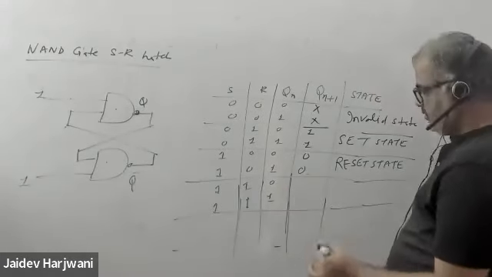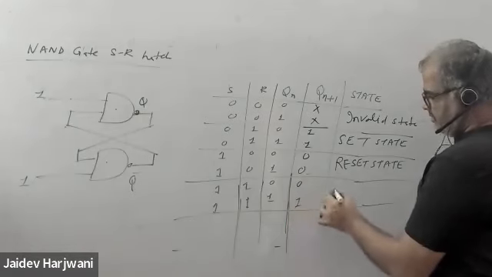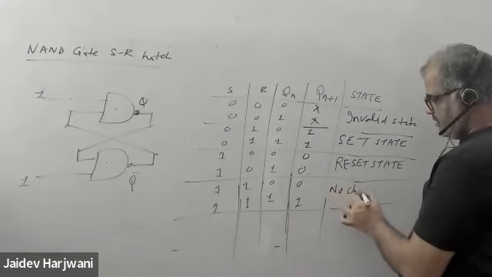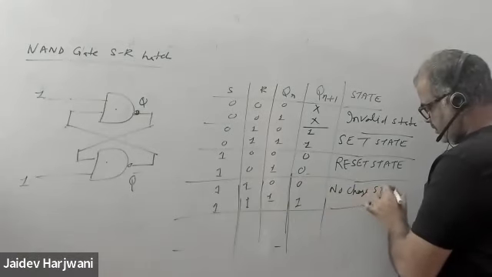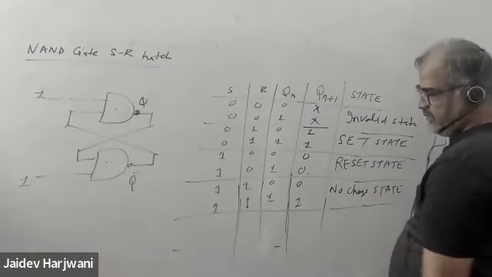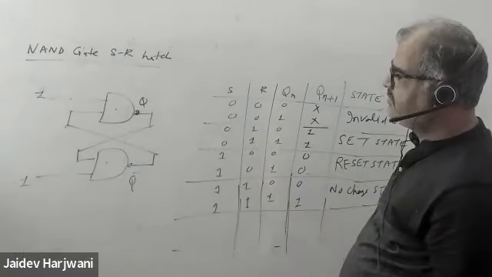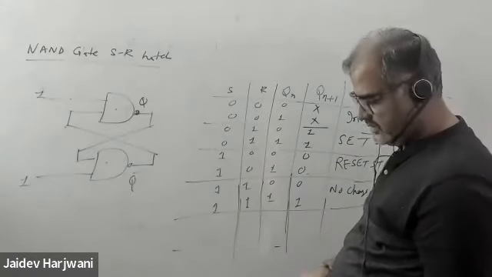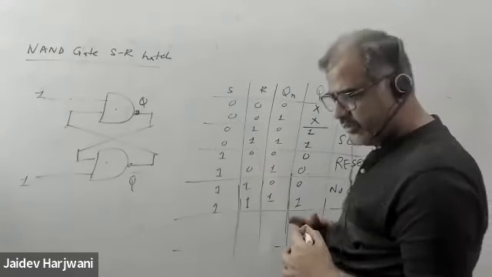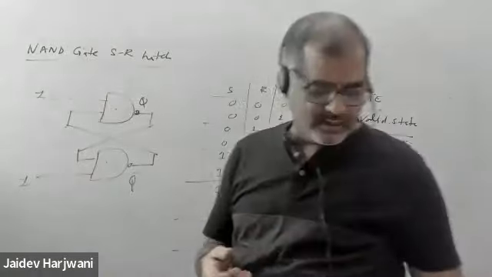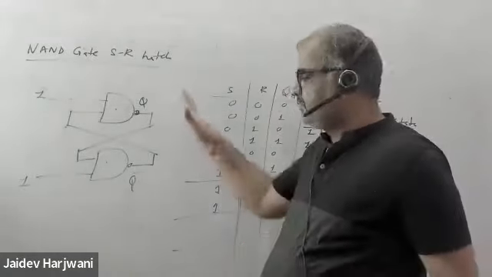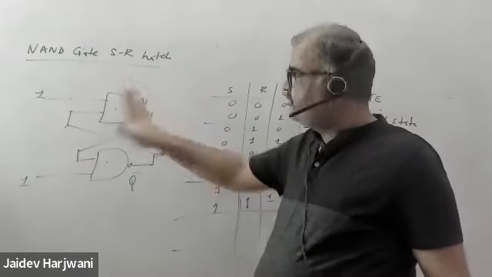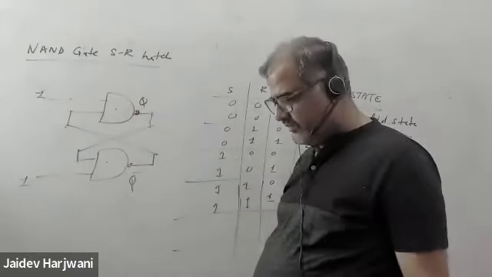No change. 0 1. Okay, so this is called the no change state. Very good. So this is your no change state. So these are latches, that is, they are not controlled by clock, or they are not controlled by gate. So now onwards we'll use only NAND gates. NOR gate we will not use.